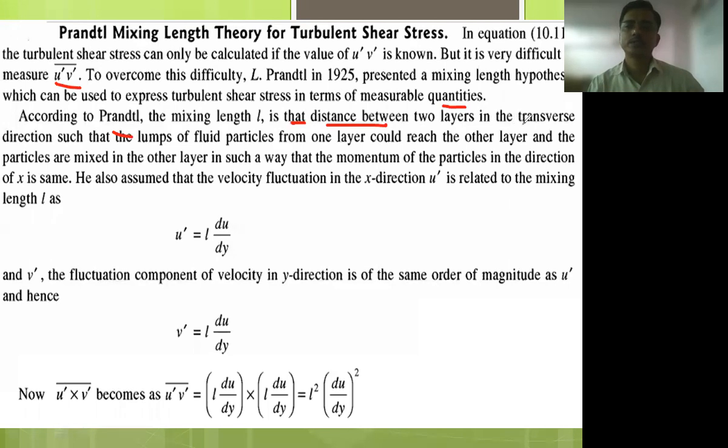Distance between two layers in the transverse direction. If the flow is taking place in this direction, transverse direction means perpendicular direction here. The distance between two layers in the transverse direction such that the lumps of the fluid particles from one layer could reach the other layer, and particles are mixed in the other layer in such a way that the momentum of the particles in the direction of x is same.